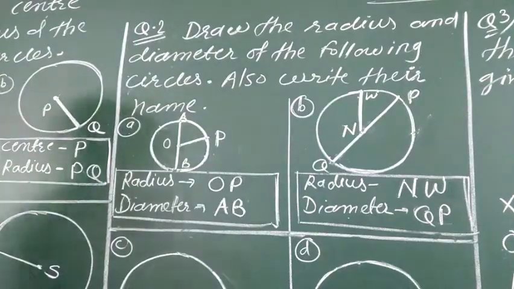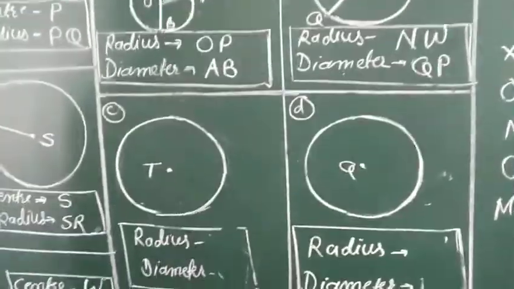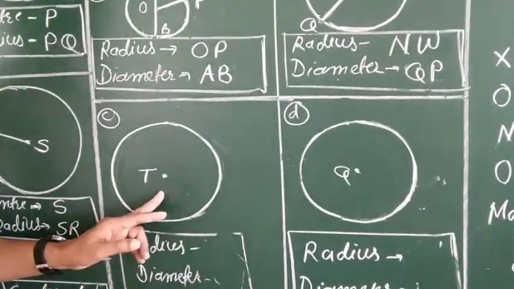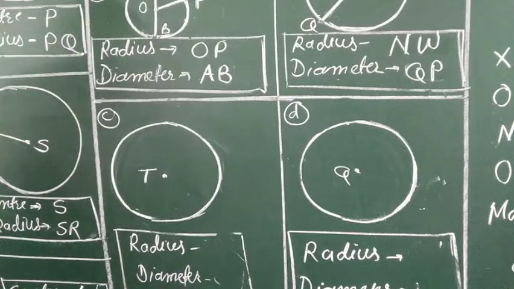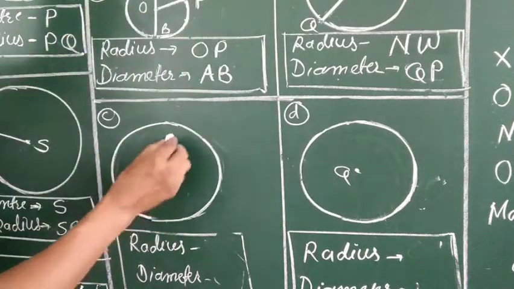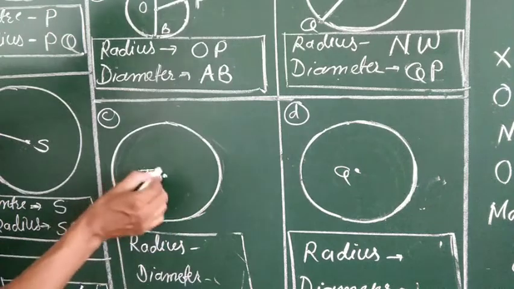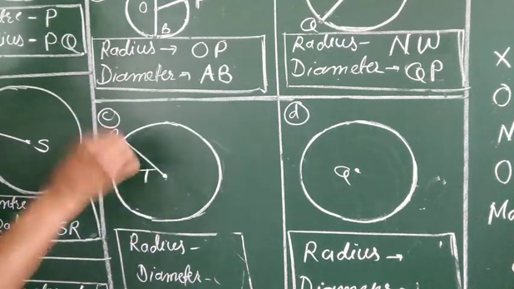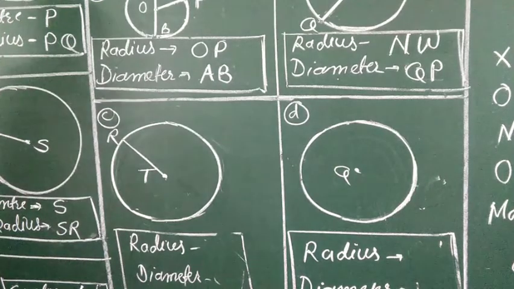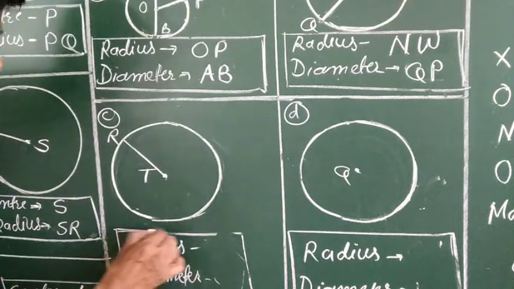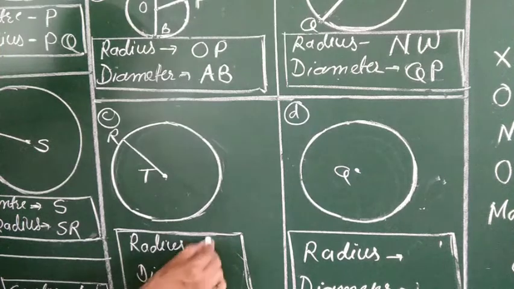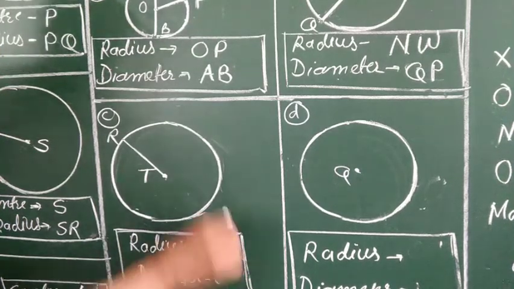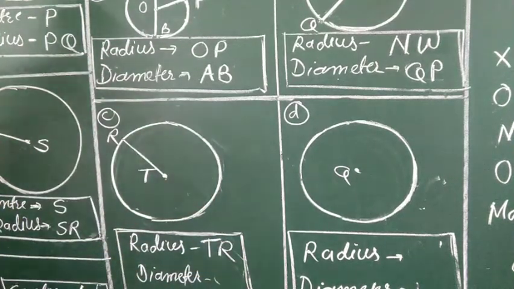Now next, number C. Again see, this is a circle with center point T. Now we have to draw one radius here. Suppose this is TR, T is the center point and this is R. So TR is your radius, and you can write the name of the radius as TR.